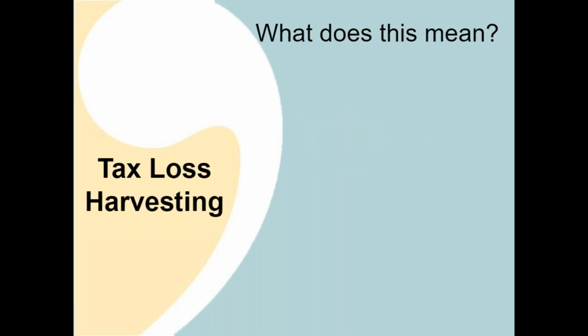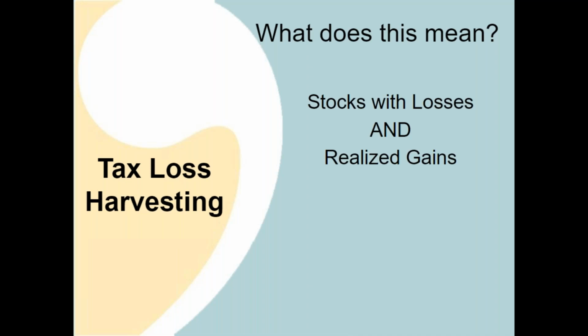So what does this mean for you? If your club has stocks which are showing a loss, and your club has already sold stocks this year, or you plan to, and is showing a net gain on these sales, your club might want to sell some of the losers so you can lower the amount of gain your members will be taxed on.